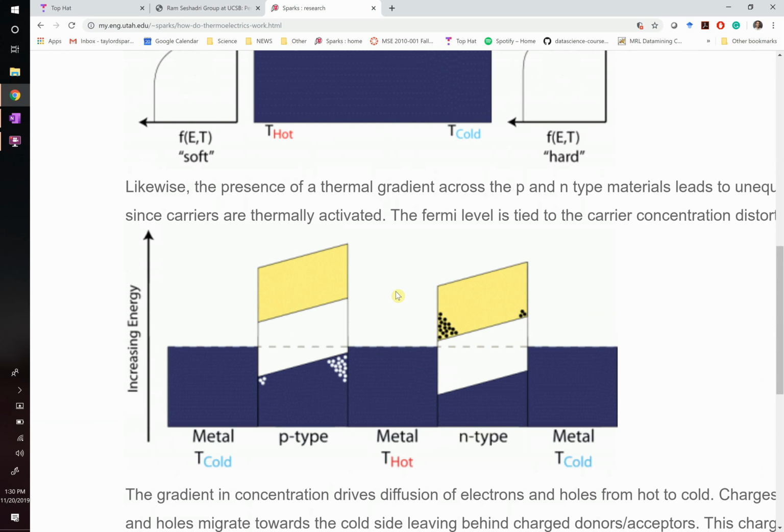When you put a temperature gradient across this, you have more carriers next to the hot side. These are electrons. These are holes. So if there's more on this side than over here, then there's a concentration gradient. And they're going to move from here to here. And these are going to move from there to there.